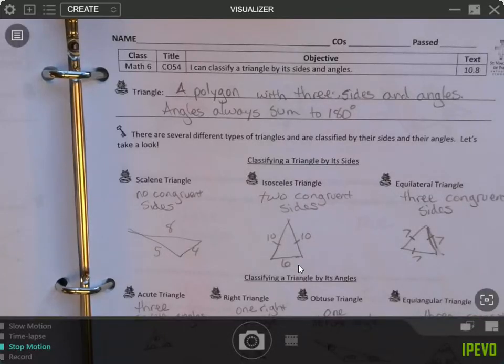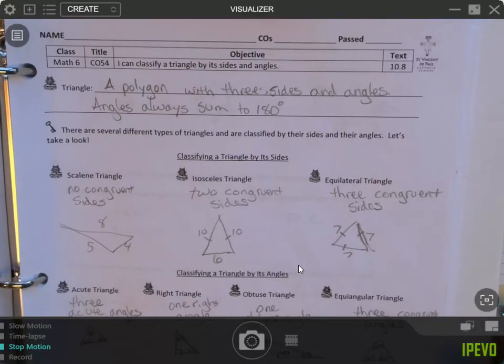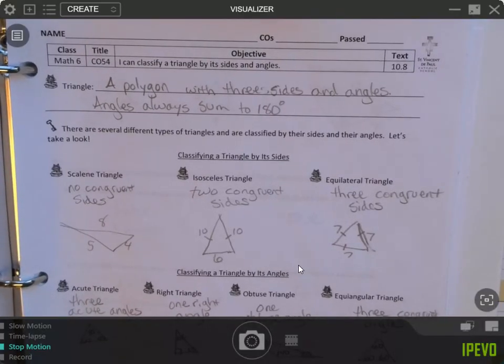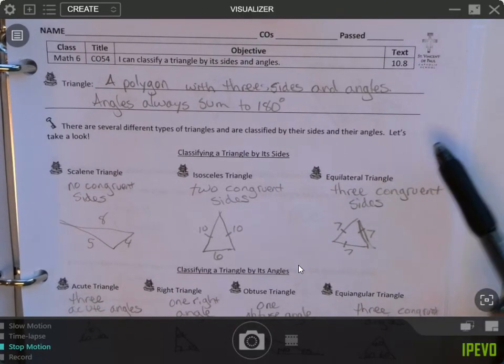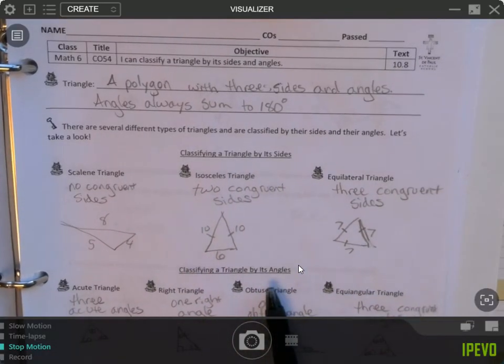Good morning. Today we are correcting CO54. I can classify a triangle by its sides and angles. So we had to remember all of our side names and our angle names.